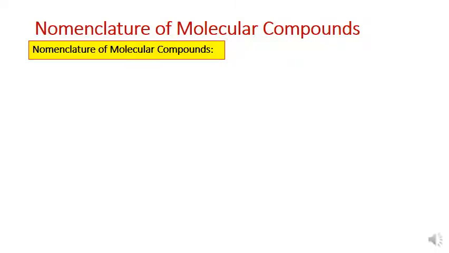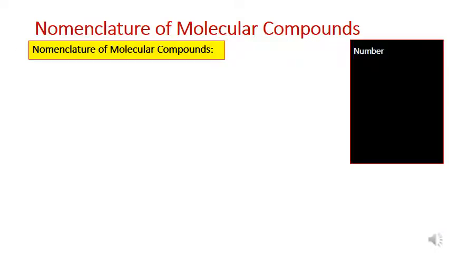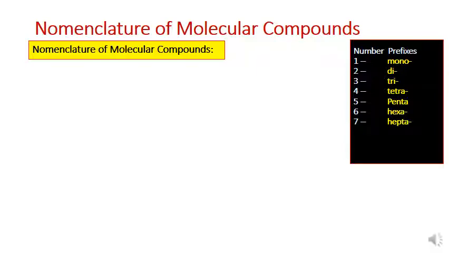Now we go for some other examples. Suppose we have prefixes: mono, 1; di, 2; tri, 3; tetra, 4; penta, 5; hexa, 6; hepta, 7; octa, 8; nona, 9; and deca, 10. So these are the prefixes actually. What do you mean by prefixes? Sometimes you have more than one atom.